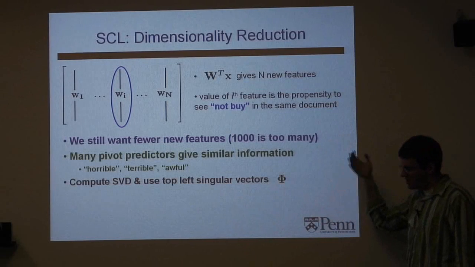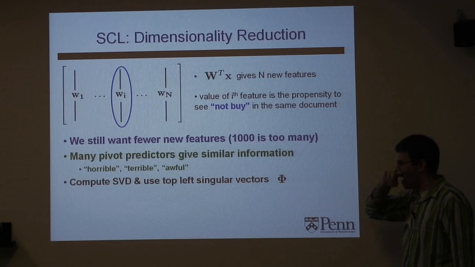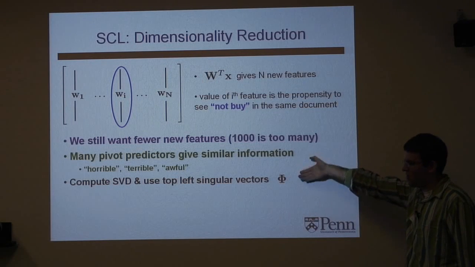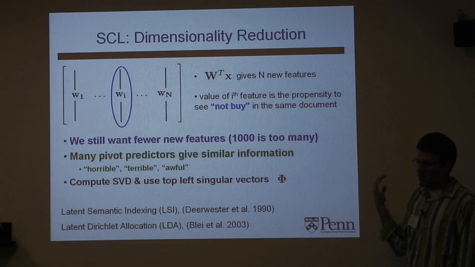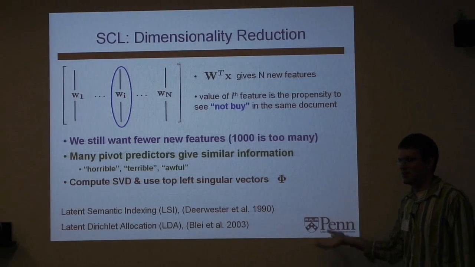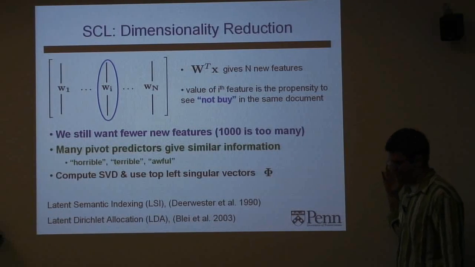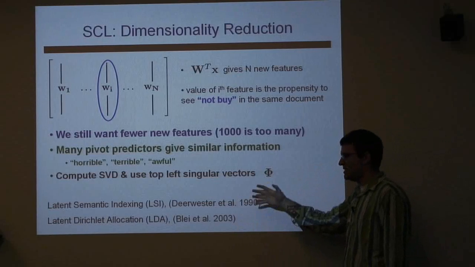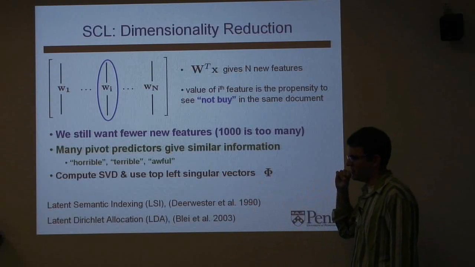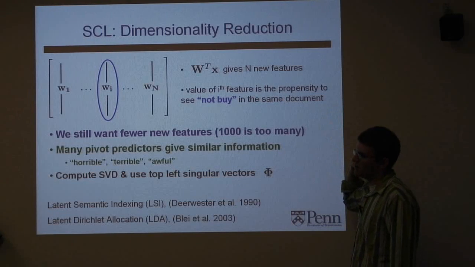And we're going to construct this by computing the SVD and using the top left singular vectors, which I'll call phi here. Okay? So for those of you who know the history of dimensionality reduction in language, there are these two probably most famous papers, which are latent semantic indexing and a Bayesian probabilistic variant of that, latent Dirichlet allocation. I want to stop here and try and characterize at a high level what the difference is.